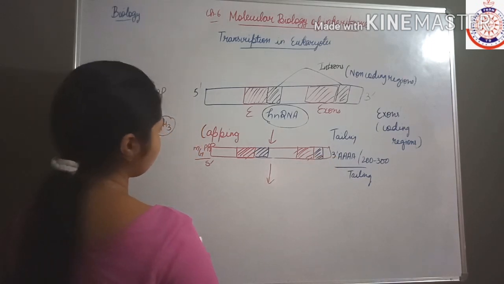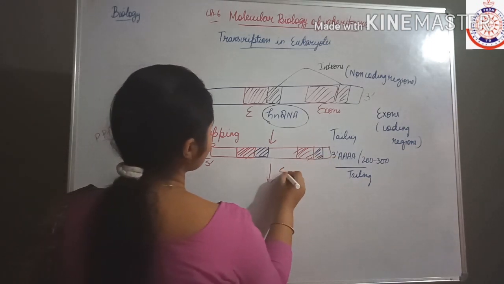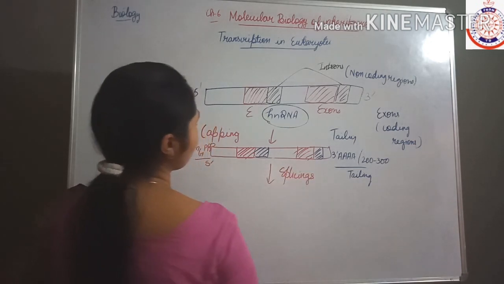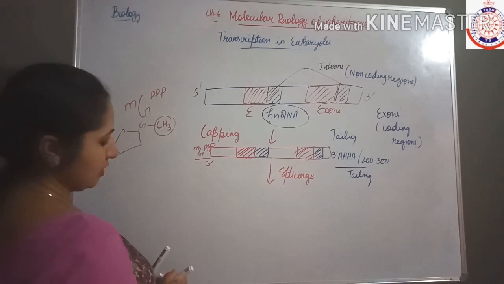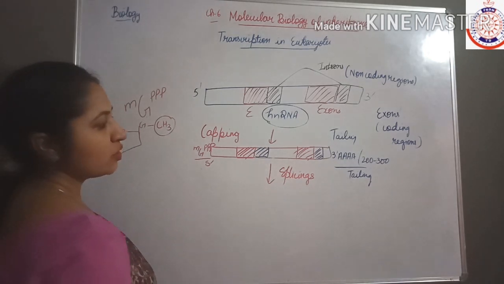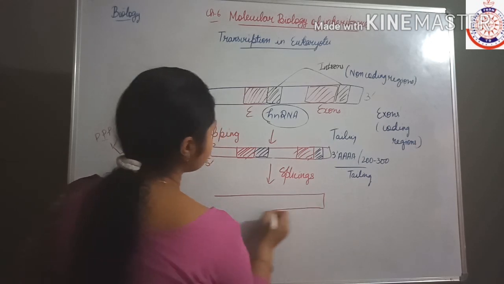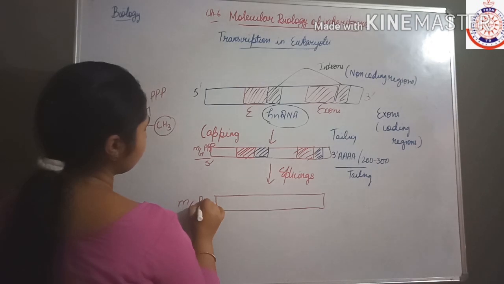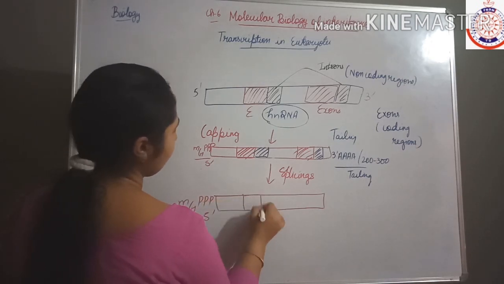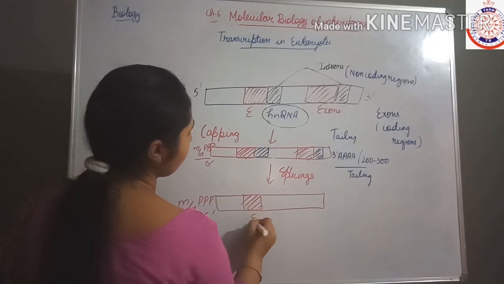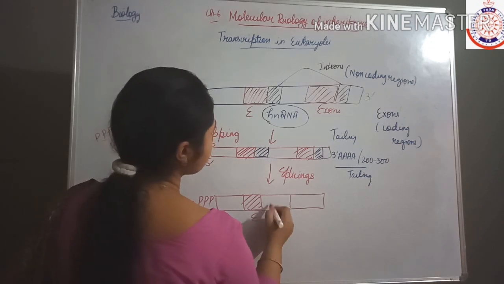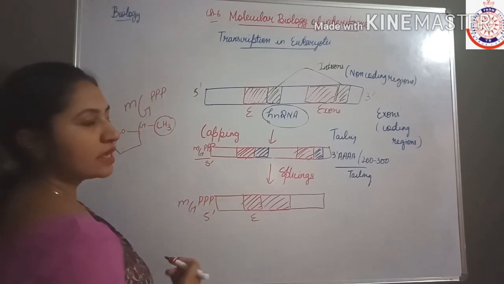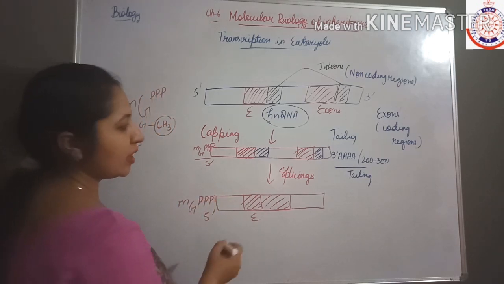Now the next process is splicing. This is known as splicing, when the introns are removed. When the introns are removed, what will happen? Only the exons will remain, like this. These are the exons, meaning only the coding sequences remain, and all the introns that were present will be removed from the mRNA.